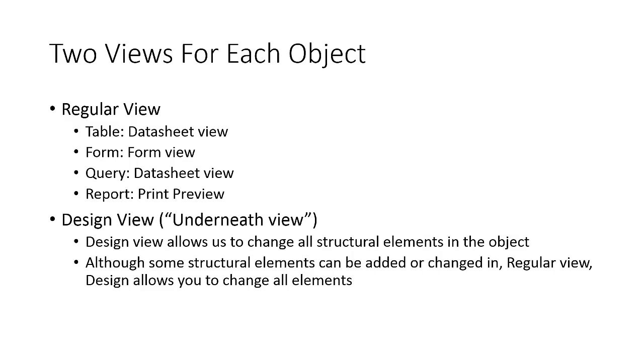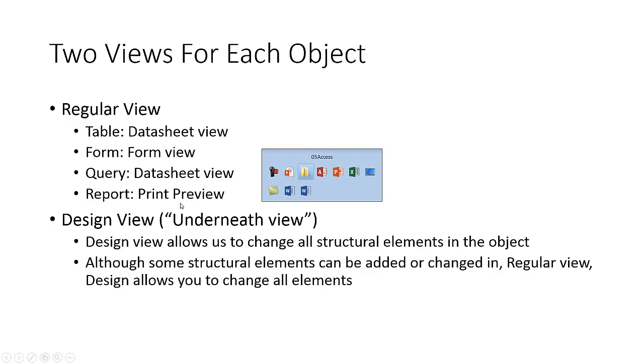Our other view is design view. I call this the underneath view because we can actually go under the table or the query and really change the structure. So we want to go look at these two views, regular view and then design view. Regular view is how we use the table. Design view is where we go to create. Now for us, we're going to be using design view for table and for query. We're basically going to be clicking a single button or using a wizard to create our form and report, so we won't really have to go to design view.